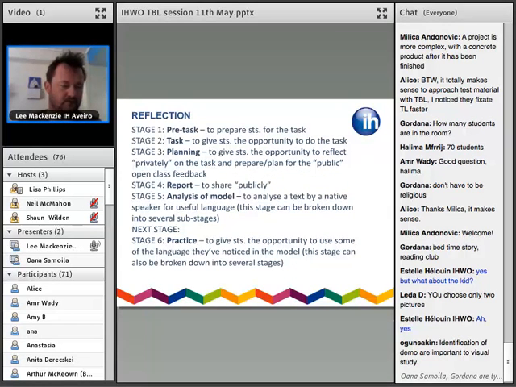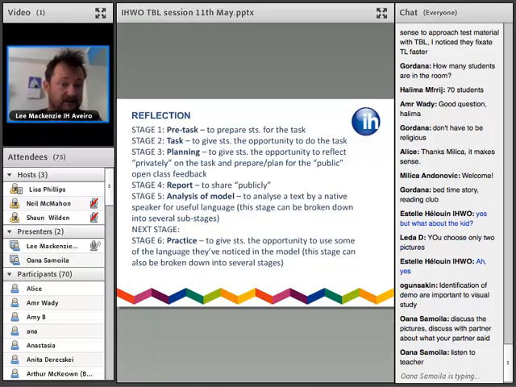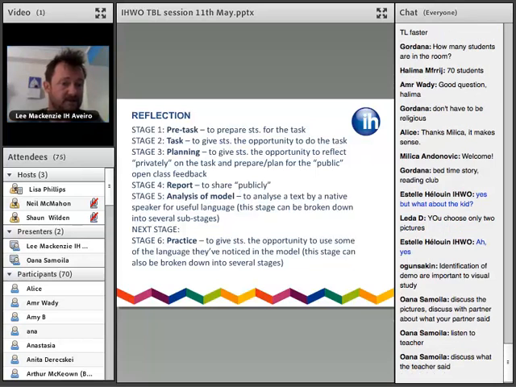This was when I asked true-false questions about the Cambridge Advanced Speaking Part 2. It was very brief, but it still helped them prepare for the task. Another thing you could do is brainstorm useful language relating to the pictures. That would be a good pre-task as well. Then we had the task, where the students actually do the task.